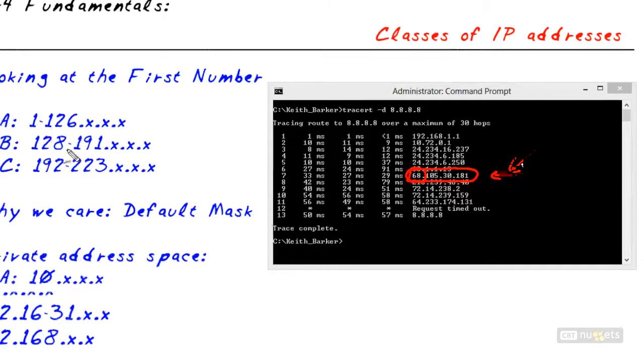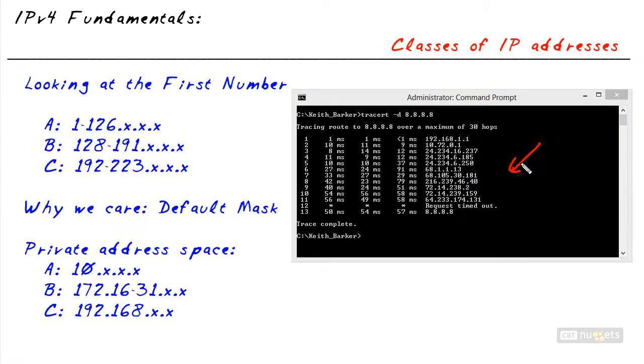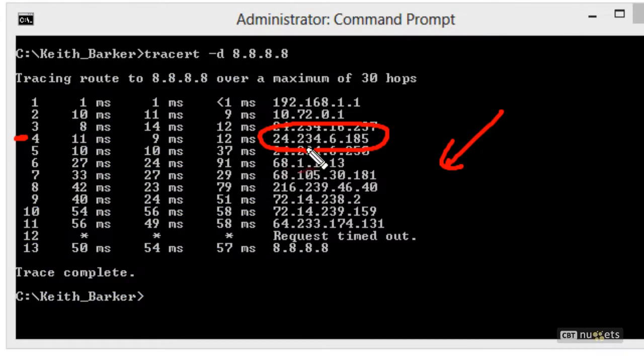Trace route, which I hope that you have. I would like you to pick the fourth hop, whatever that is, the fourth hop in your own trace route, and using that fourth hop, whatever IP address that is, I'd like you to identify, is that IP address that is your fourth hop a Class A, a Class B, or a Class C?